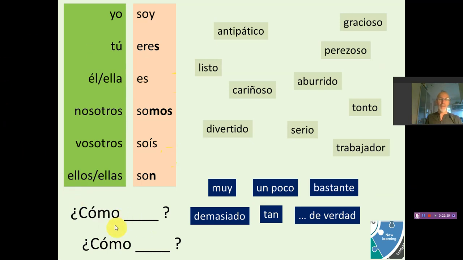Now, just to add a little more of a layer to this, if we look at these questions here, cómo is the question word "how" in Spanish. But you have to be careful with it, because where they use "how", we might use something different. If I wanted to say "what is he like?" in Spanish, I would say, ¿cómo es? What that literally translates as is, how is he?